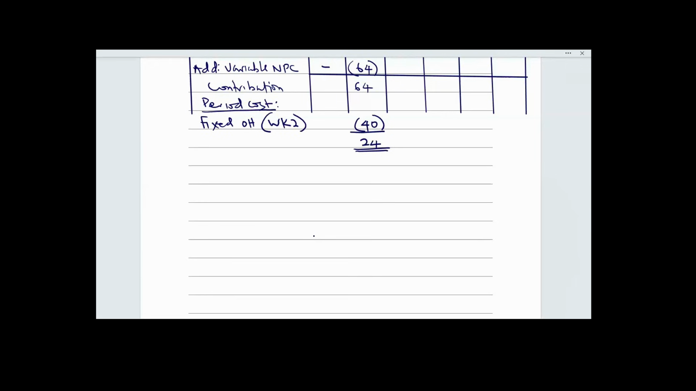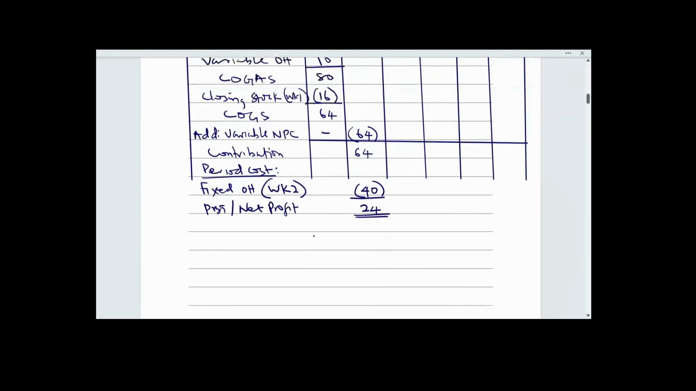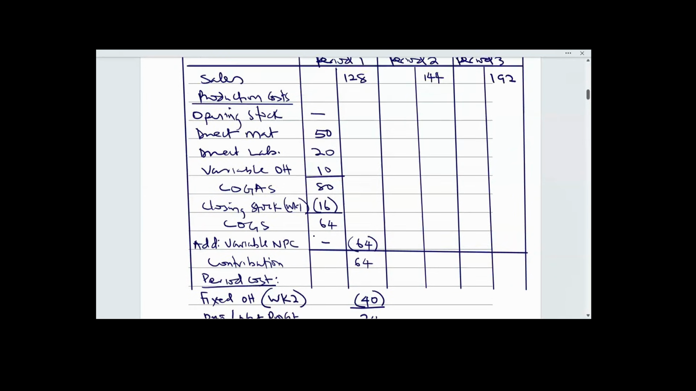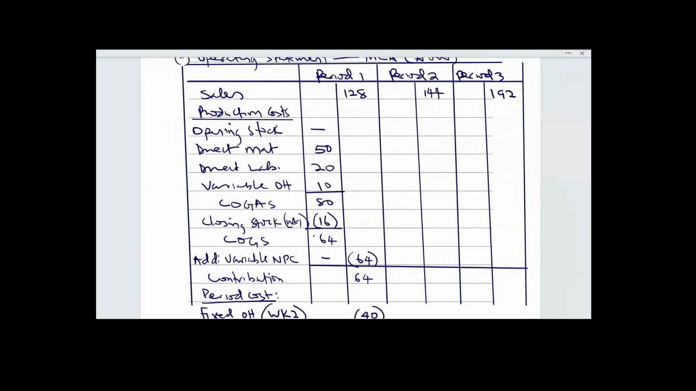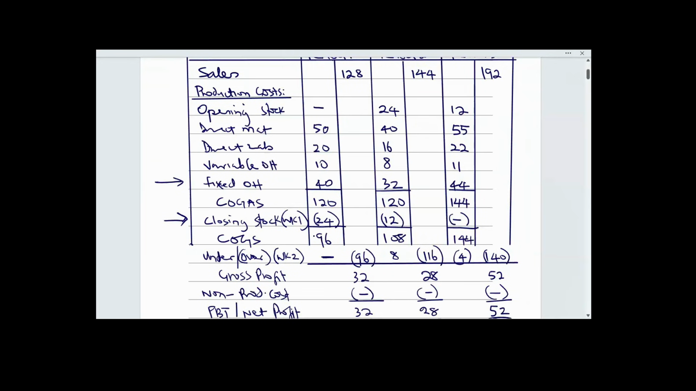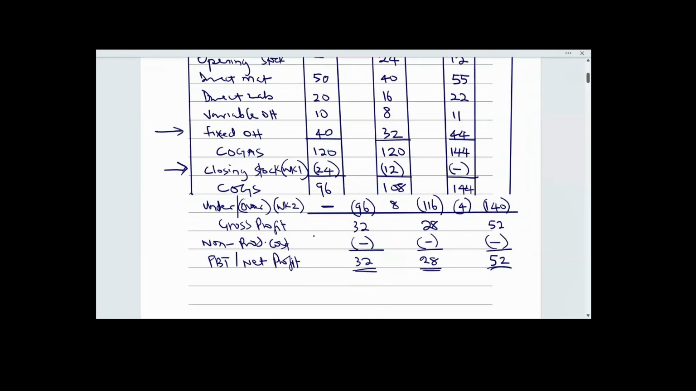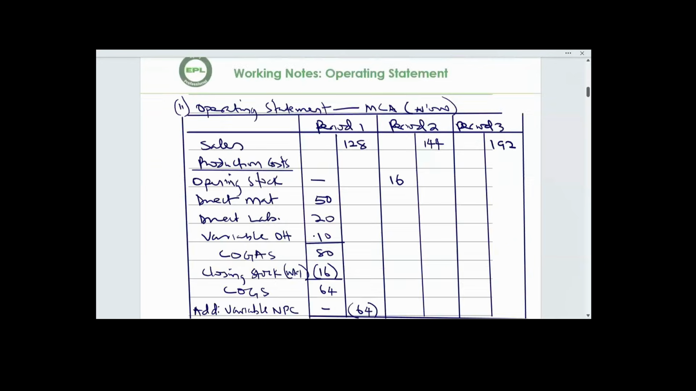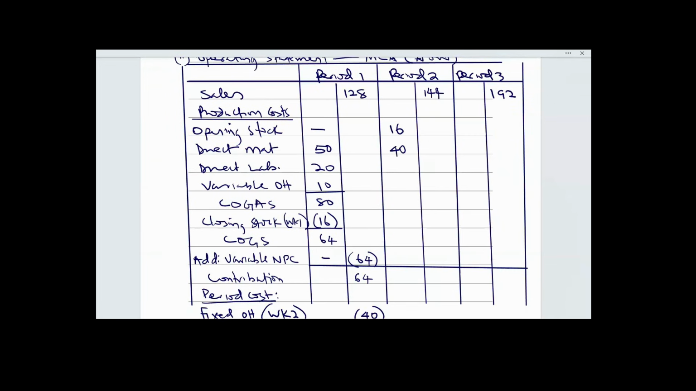Okay, then move to the second period. In the second period, closing stock in the first period of 16,000 naira will become opening stock. Then, in the second period, what's the material cost? I have 40,000, 16,000, 8,000. Add it up, what do you get? That's 80,000.